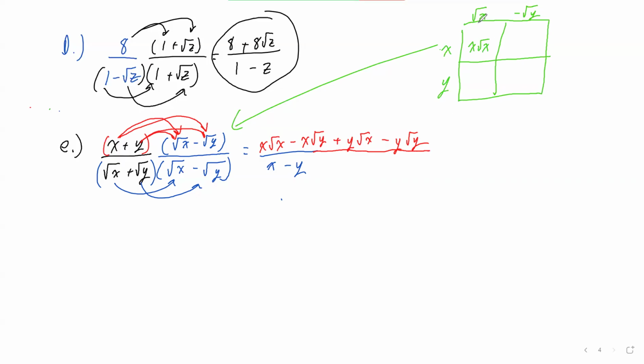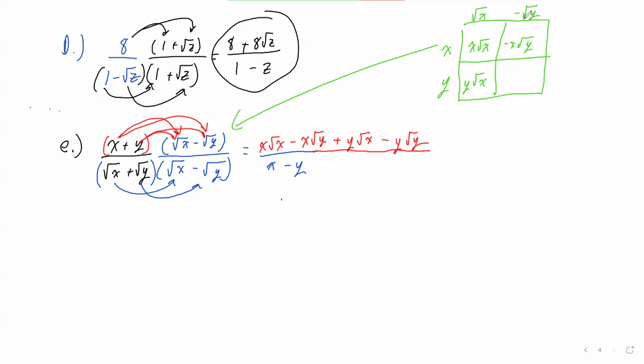Y times square root of x, same process. One's a radical, one's not. So I have to write it as is. X times negative square root of y, again, same process. One's a radical, one's not. So it becomes negative x square root of y. So I basically have to write it as is.